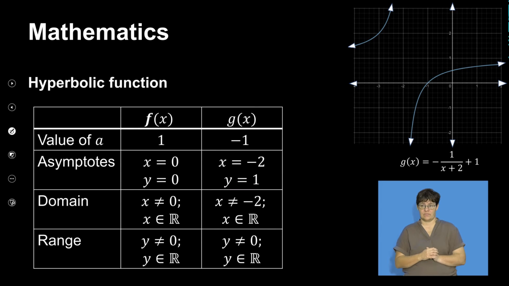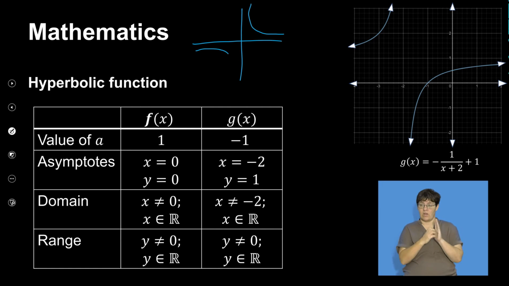Now, just to summarize what we know about this, remember our original equation was f of x equals 1 over x. And the graph was in the first quadrant and in the third quadrant. Our asymptotes were the y-axis and the x-axis of the Cartesian plane. So it was x equal to 0 and y equal to 0.